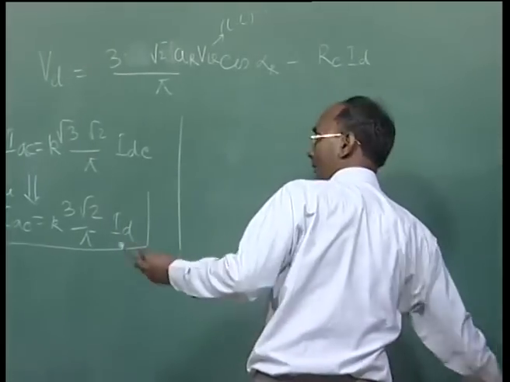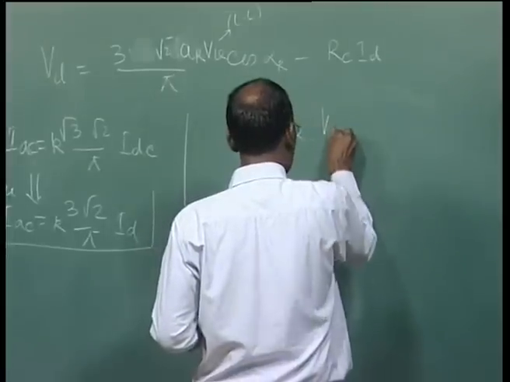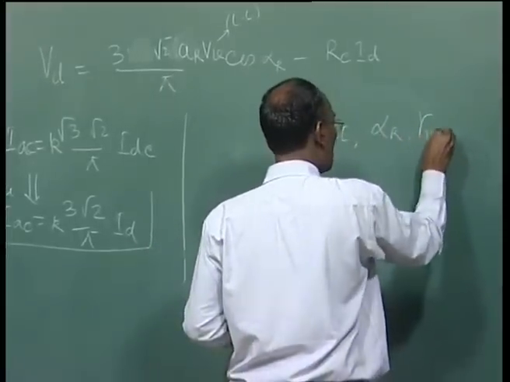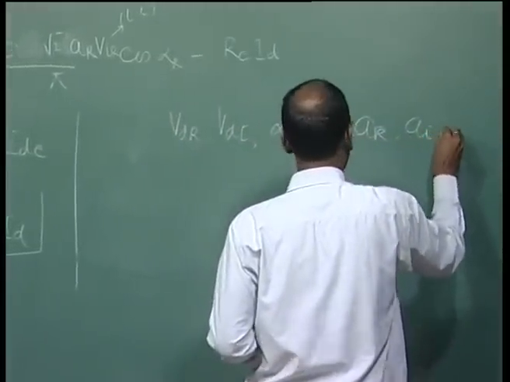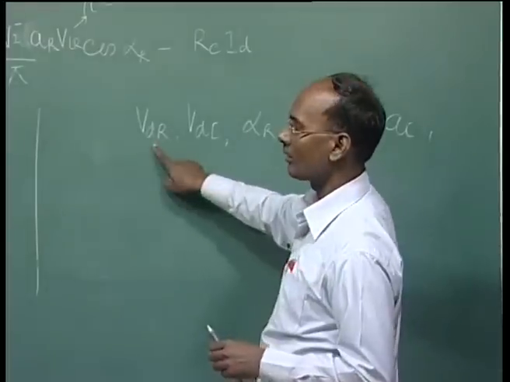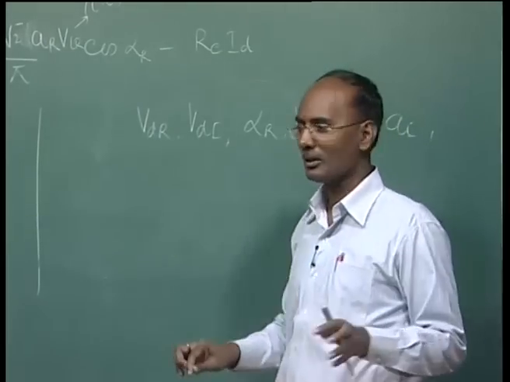you see this, what are the variables? Your VDR, you are having VDI, you are having alpha R, you are having gamma I, you are having AR, you are having AI, you are having VDI I have written. RD is constant, the parameter. ID, yeah.